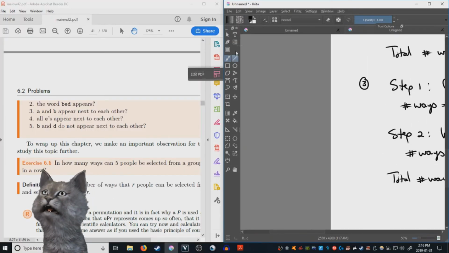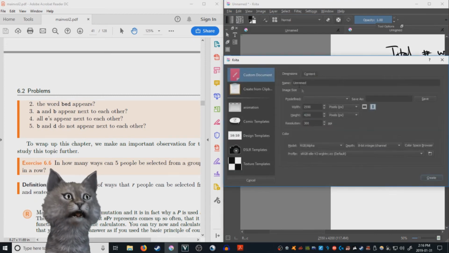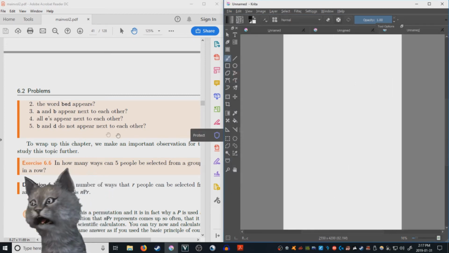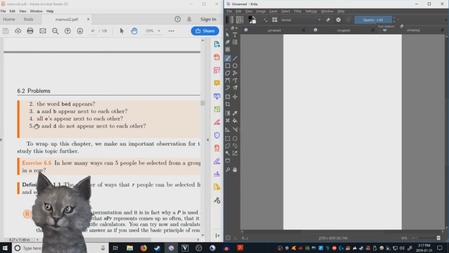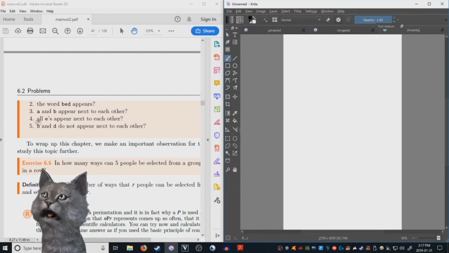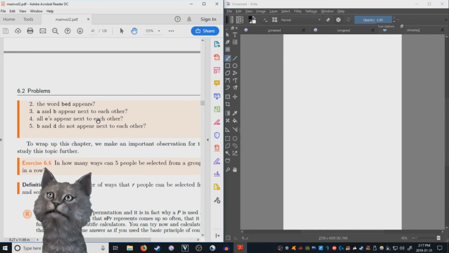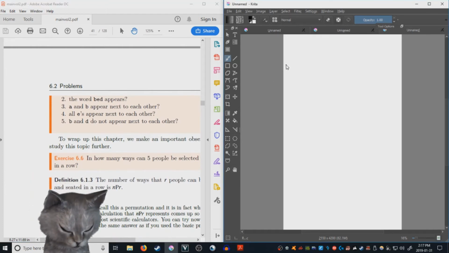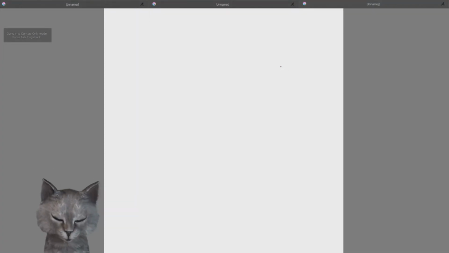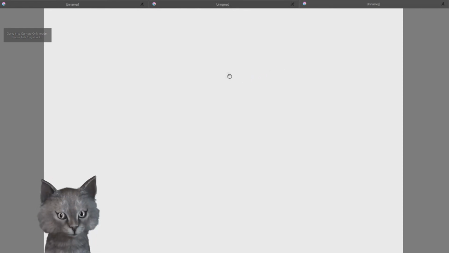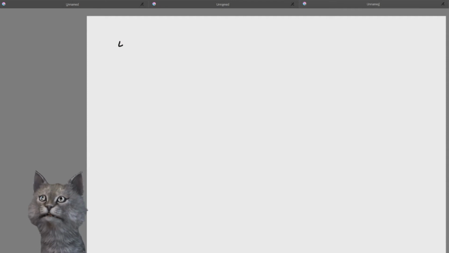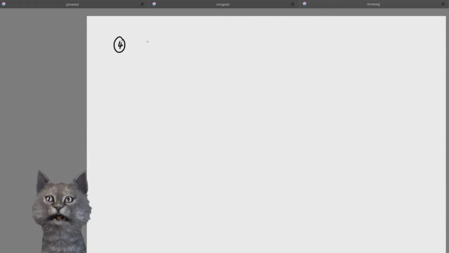Now we just need to make a new page here. New page there. And then we can do the last 2. Number 4, all the E's appear next to each other. So let's do it. Big screen. Zoom, zoom. Oh, there's the top of my page. There it is. Alright. So this is number 4. All the E's next to each other.